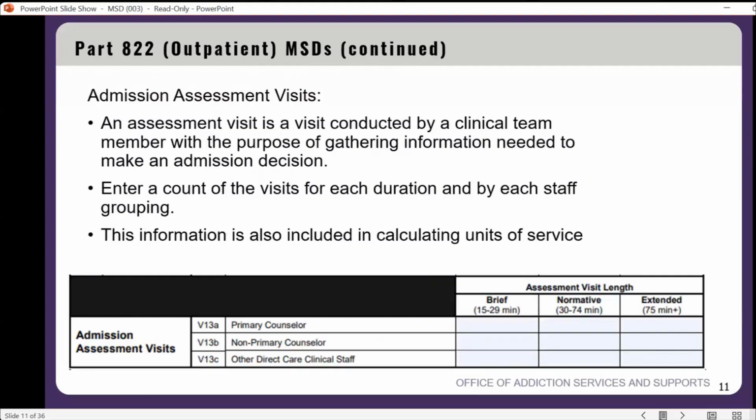Admission assessment visits. An assessment visit is a visit conducted by a clinical team member with the purpose of gathering information needed to make an admission decision. Enter a count of the visits for each duration and by each staff grouping. This information is also included in calculating units of service.